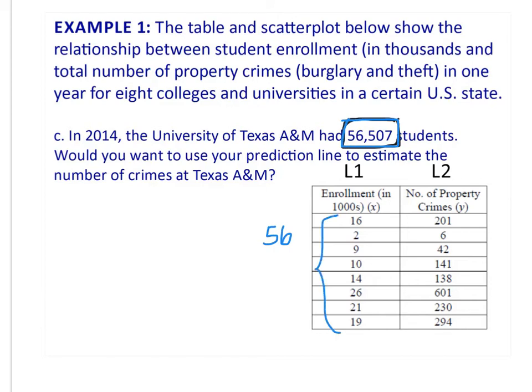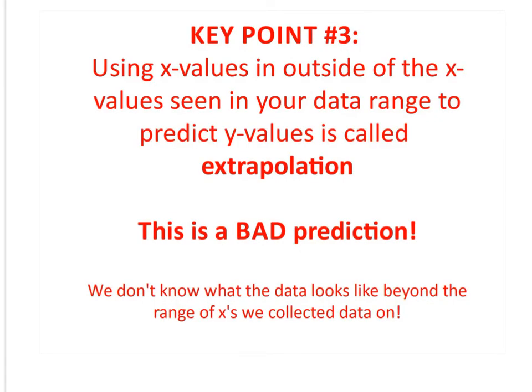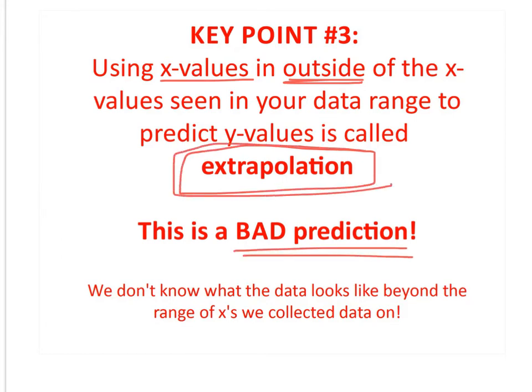Well, take a look at this range. Do I even get close to 56? No, my range goes from 2 to 26. 56 is super far outside my range. So if I'm asked to predict an X value that's really far from the given range of X's, we call that extrapolation. So using X values outside of the X values seen in your data range to predict Y values is called extrapolation. We do not want to extrapolate. This is a really bad prediction.